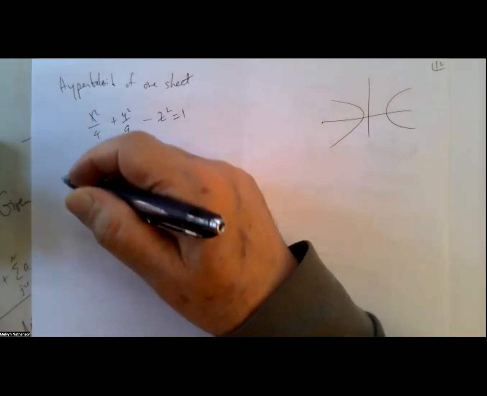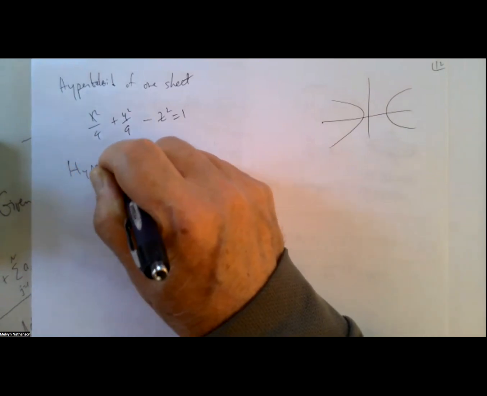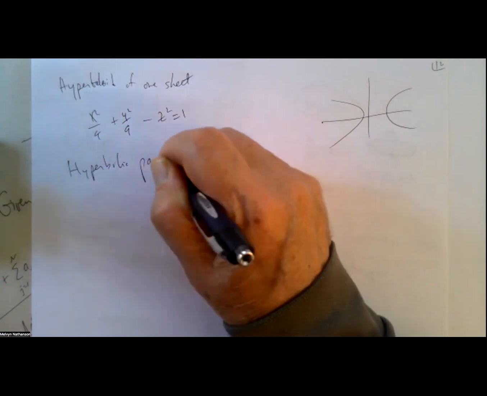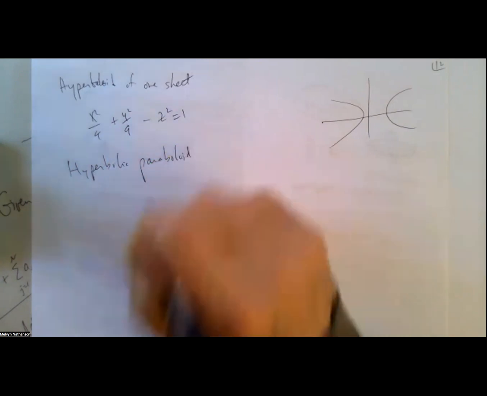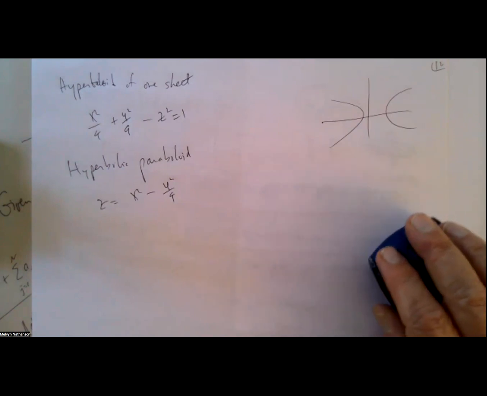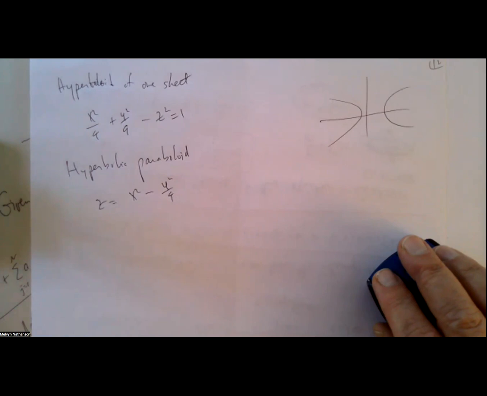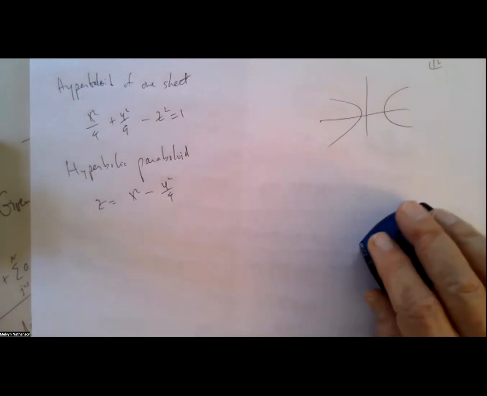Second example is a hyperbolic paraboloid. So an example of this is an equation like z equals x squared minus y squared over 4. So instead of trying to draw this by hand, because there are pictures in the book and all that, I'll just take advantage of the fact that I have some Maple here.